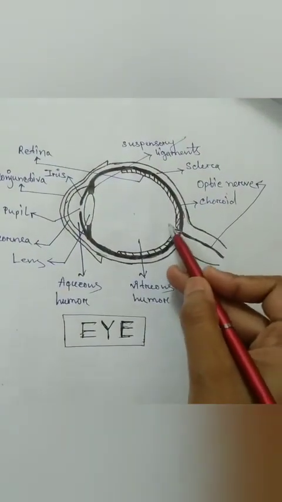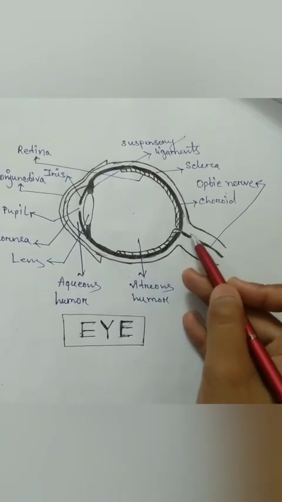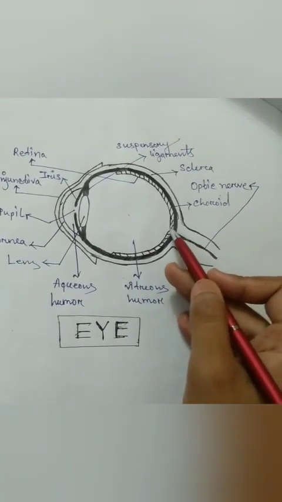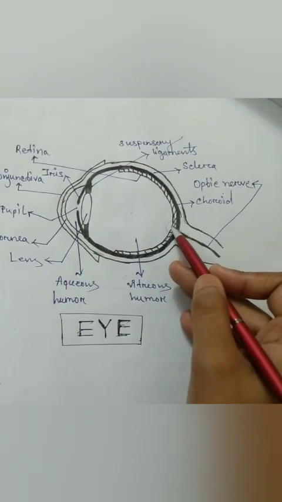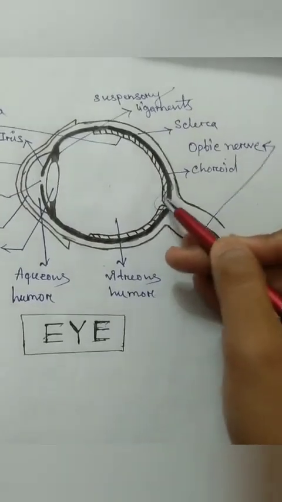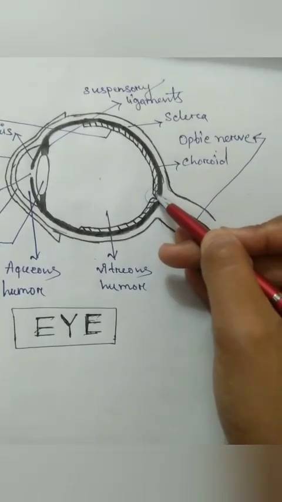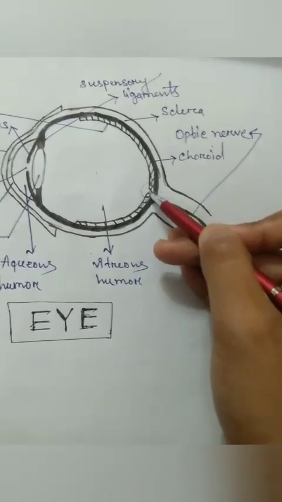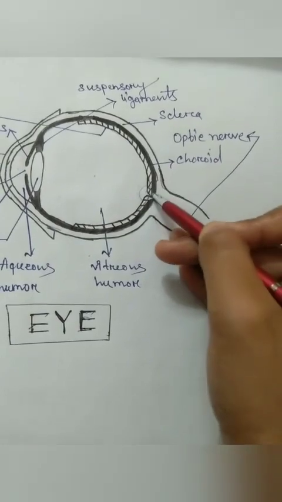Here is a small depression in the retina near the optic nerve. This small depression is called the fovea. The fovea has a high concentration of cone cells. It is the part of the retina where the visual acuity is the greatest.